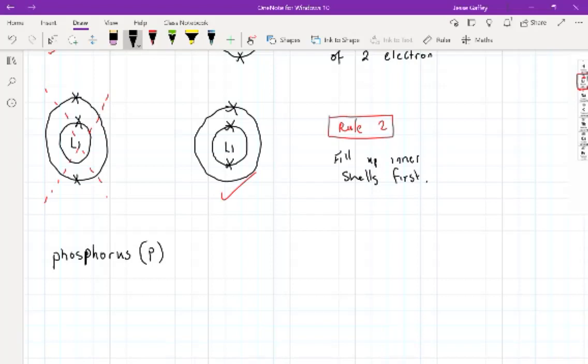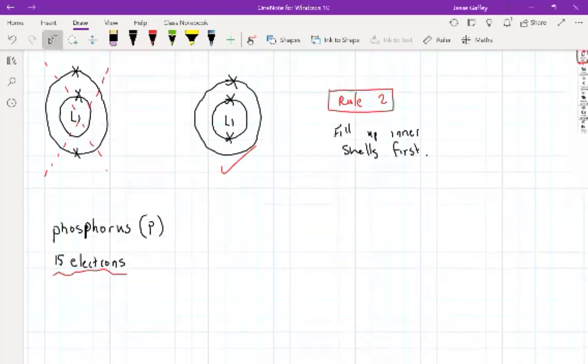Okay, so you should only be watching if you used your periodic table to work out how many electrons phosphorus has. Okay, if you didn't, do it now. Okay, so you should have worked out, hopefully, that phosphorus has 15 electrons, because its atomic number is 15, so it has 15 protons. If it has 15 protons, it has to have 15 electrons. Right, let's think about how we would draw this then.